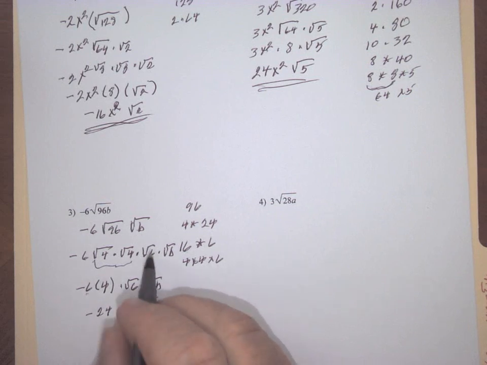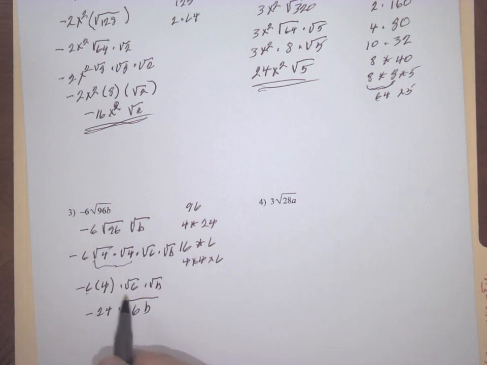We've taken our 96 and split it between 16 and 6 and multiplied it over. Okay, or 16 and 4.